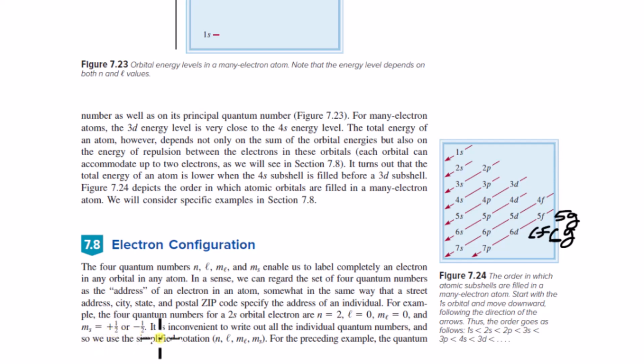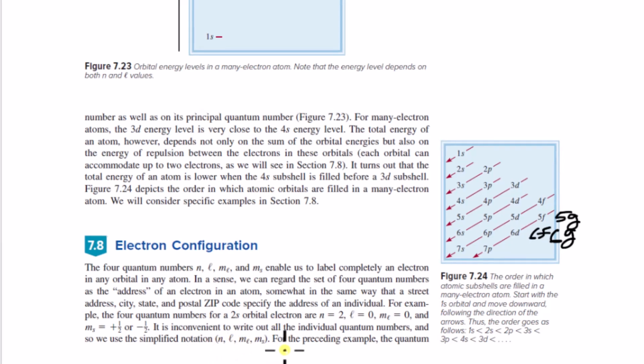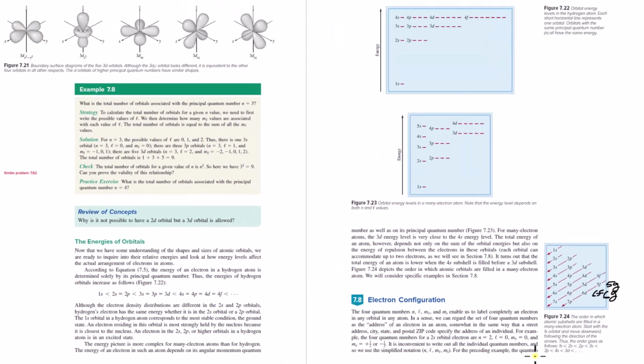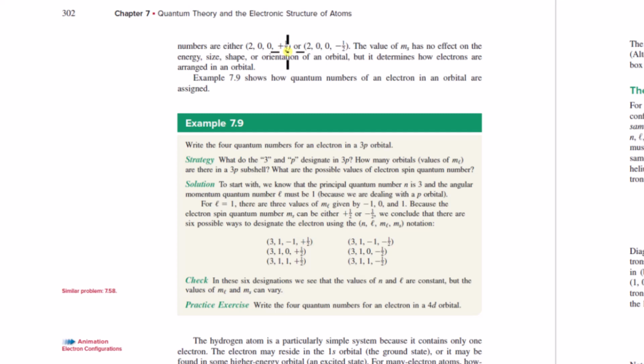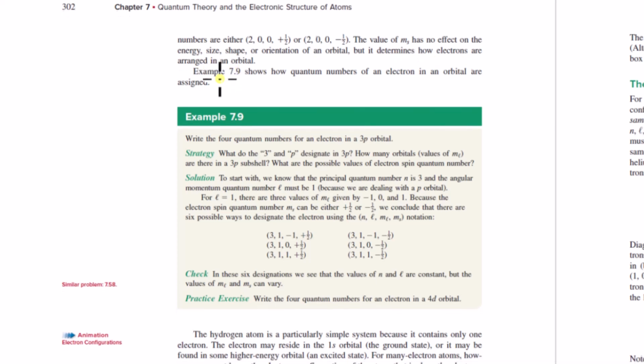minus 1/2. It is inconvenient to write out all the individual quantum numbers, and so we use a simplified notation. You put parentheses and then list out with commas the four quantum numbers. For the preceding example, the quantum numbers are either (2, 0, 0, plus 1/2) or (2, 0, 0, minus 1/2). The value of m sub s has no effect on the energy, size, shape, or orientation of an orbital, but it determines how electrons are arranged in an orbital. Okay.